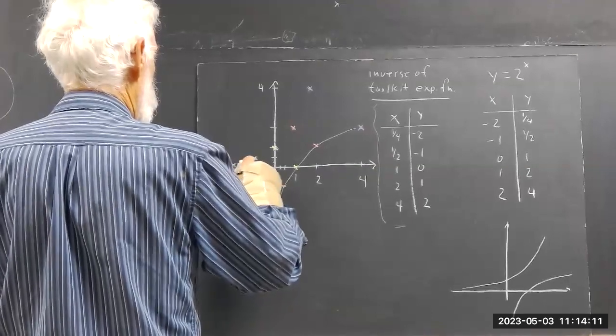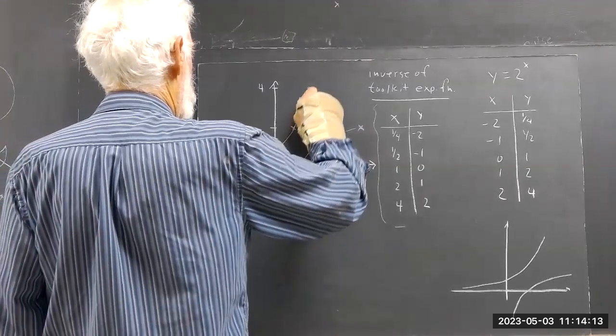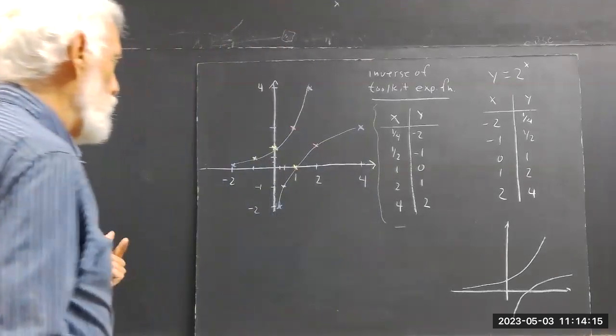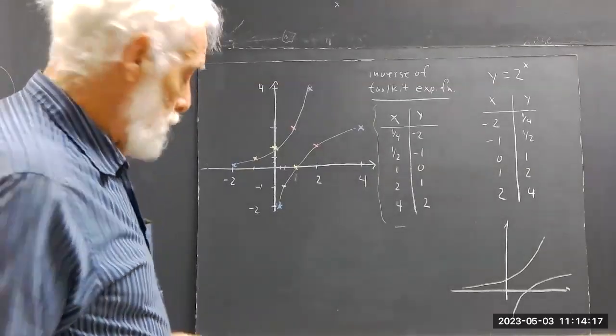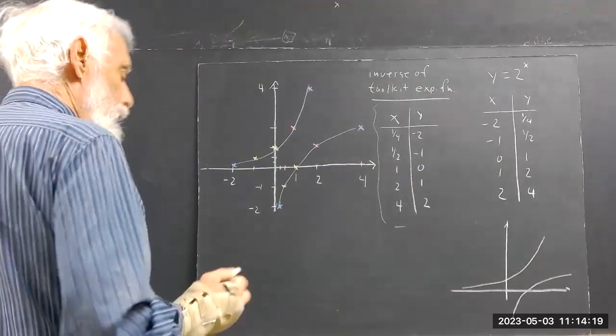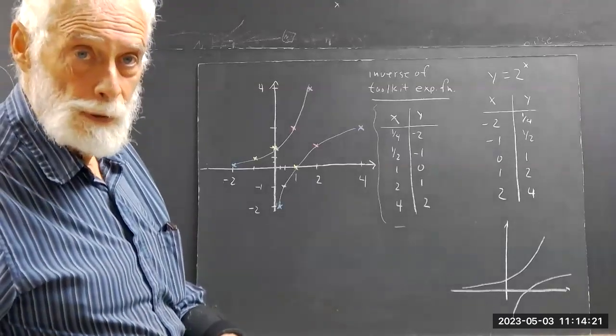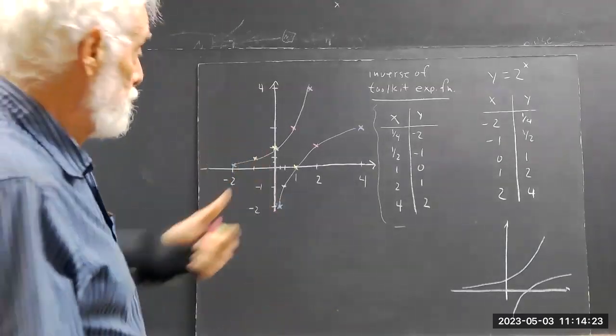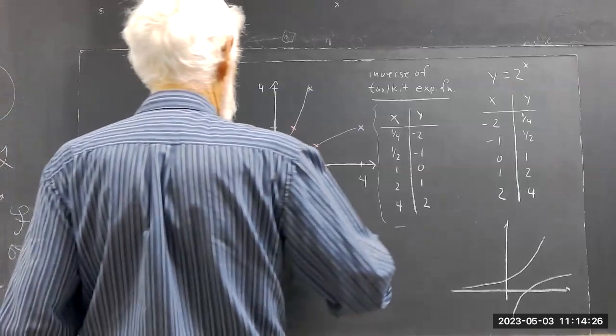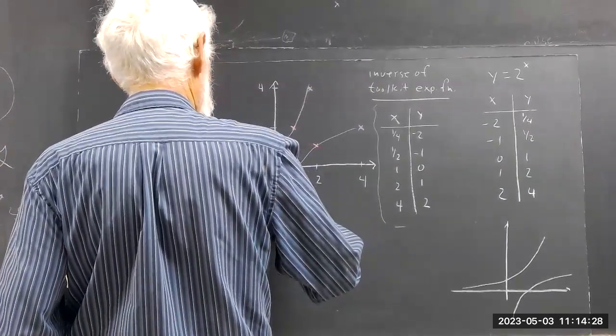Okay. Let me draw this curve. And one thing about the curve is having switched the x and the y components, or the x and the y values.